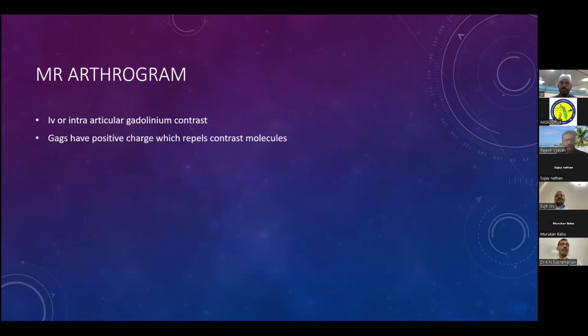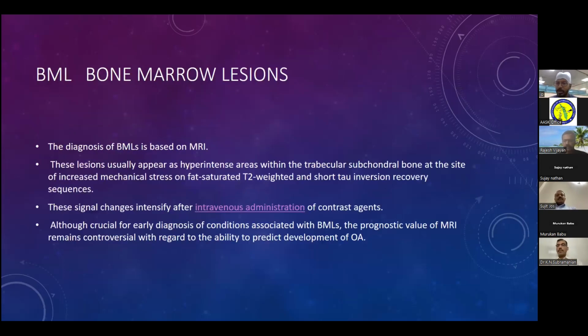And MR arthrogram, you can do it. Obviously, in papers it is written that it gives enhancement, but you never do an MR arthrogram. In our place, it is very difficult to convince a patient to do an MR arthrogram to assess a cartilage lesion, so it's practically very difficult. Just because the glycosaminoglycans are positively charged and this repels the MR arthrogram molecules, it gives a very clear picture, it says. Even our radiologist doesn't feel that he can do an MR arthrogram and diagnose cartilage lesions.